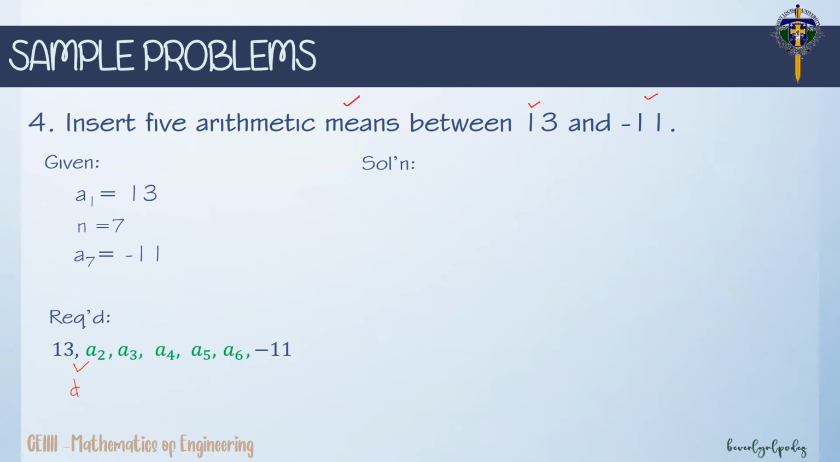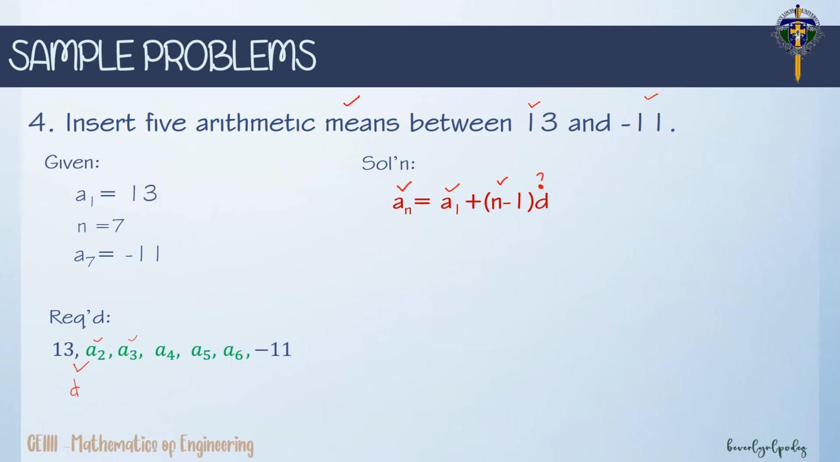So solution, again, our goal is to be able to find the value of d, so that when we find the value of the common difference, we can simply add the previous term to the difference for us to get the successive terms. We can solve the value of d by using this equation, since we know the value of a_n, or the last term, and also the value of a1. We know the value of n, and we are left with one unknown, which is d, which is what we want to solve.